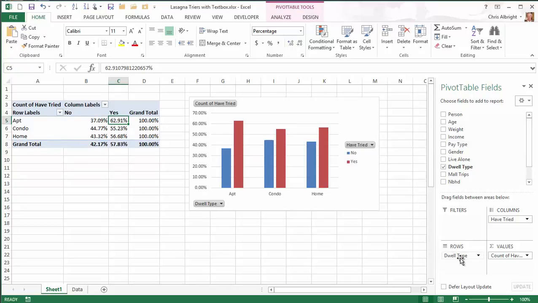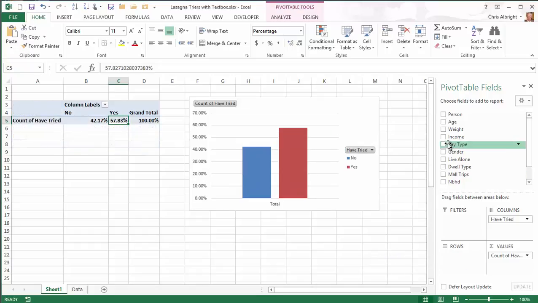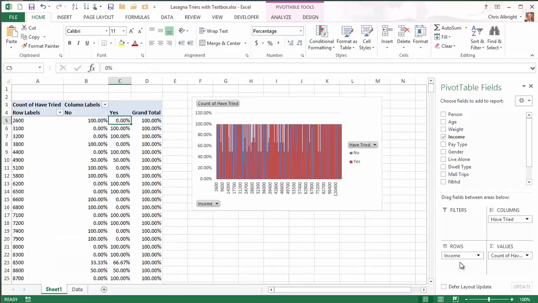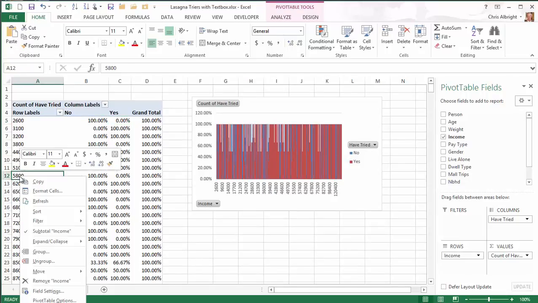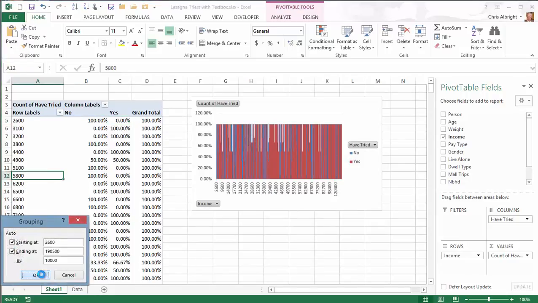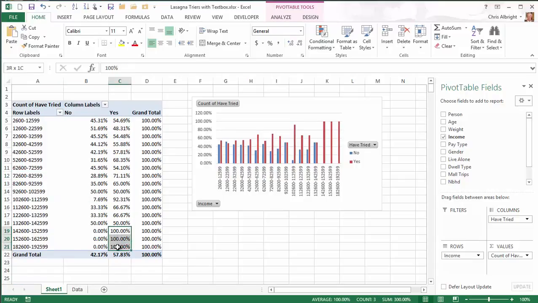Let's try income. Again, I will group. These 100% might not be very significant. They might correspond to only 1 or 2 people. But it does appear that people who earn more are slightly more likely to try our product. By now, you get the idea. For each of these potential variables, I can see, both numerically and graphically, the effect they have on whether people try our product or not.